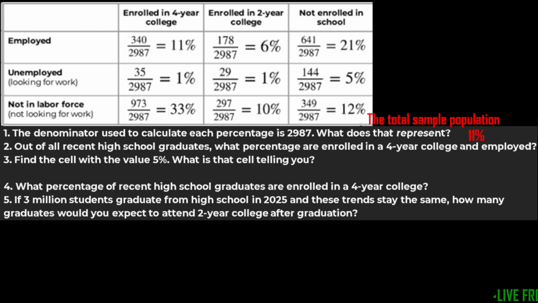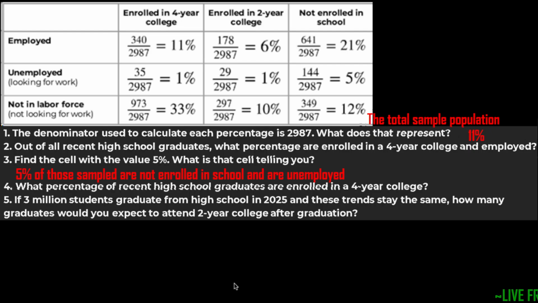Then for number 3, it says find the cell. Again, a cell is the specific box. Again, your rows are horizontal, your columns are vertical, your cells are the individual boxes. So it says to find the cell with the value 5%. What is the cell telling you? So we're saying, hey, right there is that 5%. It's going to be the percentage of not enrolled in school and unemployed. So 5% of those sampled are not enrolled in school and are unemployed.